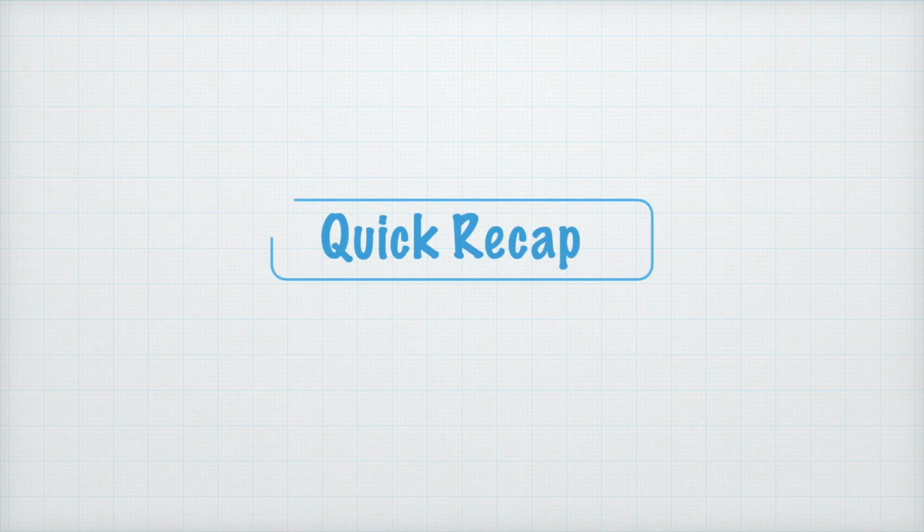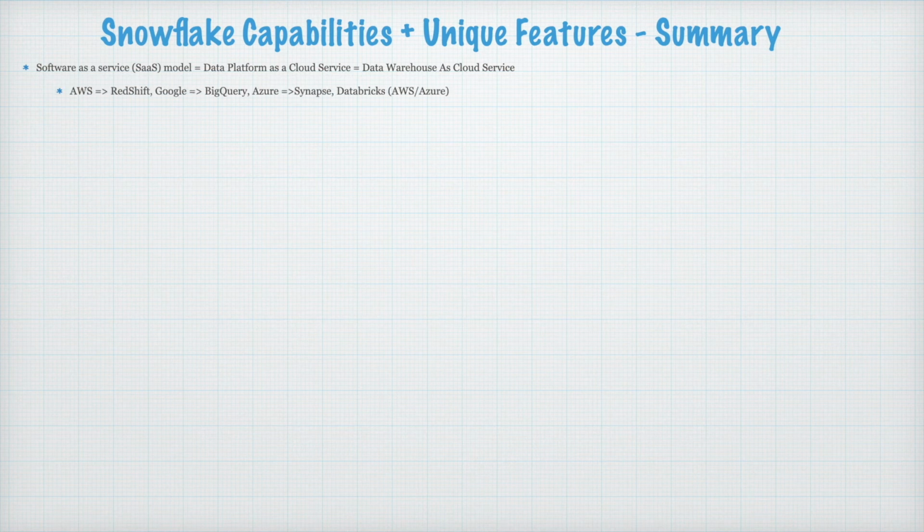So let's have a quick recap. The Snowflake capabilities and unique features in a nutshell. Software as a service: we have seen everything is taken care of by Snowflake except your role security, your table design and database design. In the AWS world, we have Redshift. In the Google world, we have BigQuery. In Azure, we have Synapse or Databricks on Azure. They are also alternatives to Snowflake, but all of them have certain limitations, and Snowflake is very unique and has a lot of unique features compared to these tools.